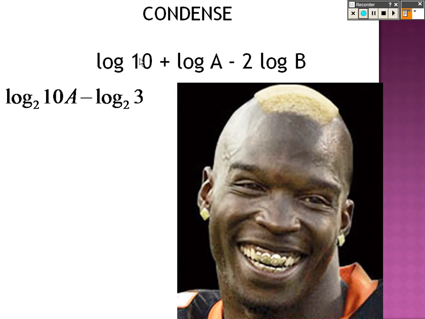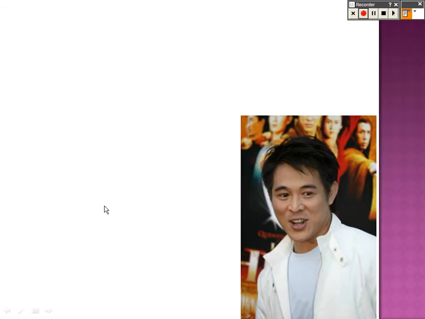So to condense, I see these two and I see addition, and addition with logs means you multiply, so you smush them together to make a 10a. Then because there is a subtraction sign, I know subtraction with logs means division. So then I'm going to write this all as log of 10a divided by 3. And there it is, condensed.